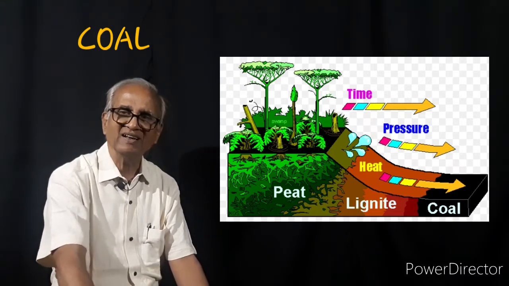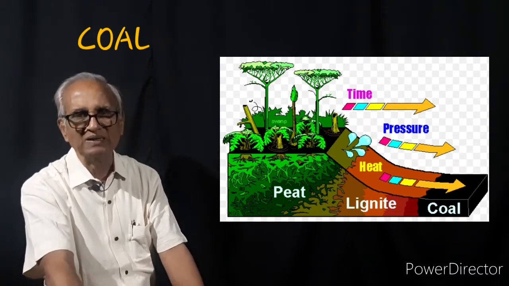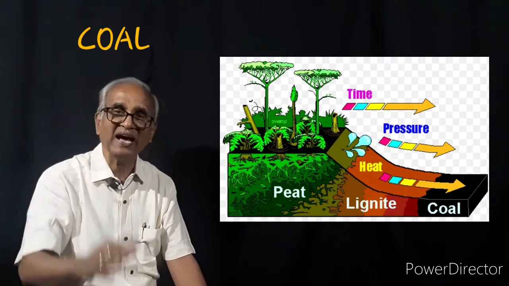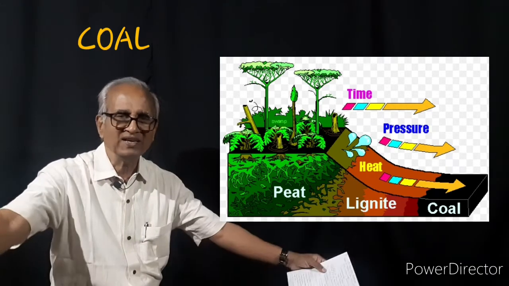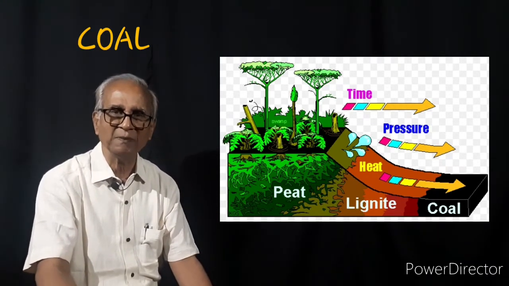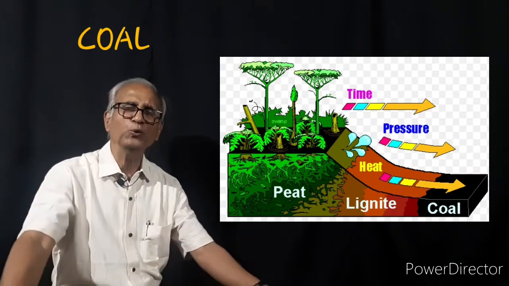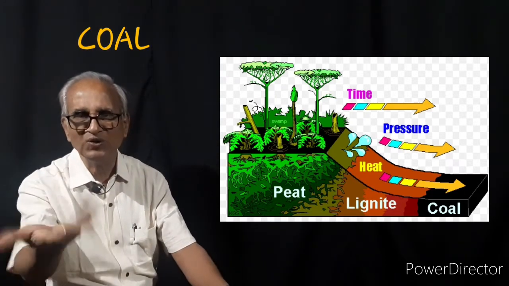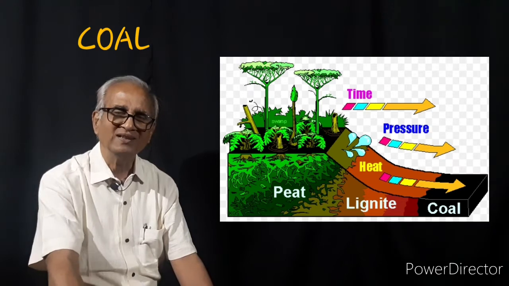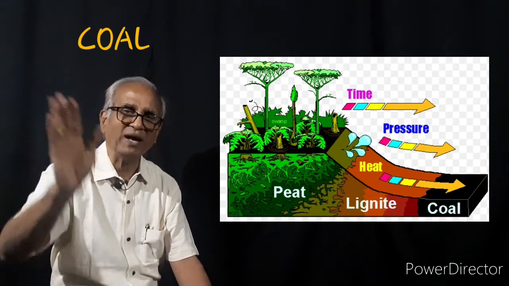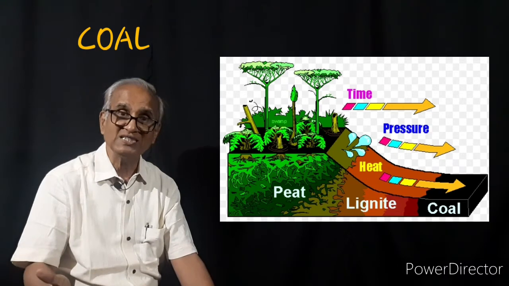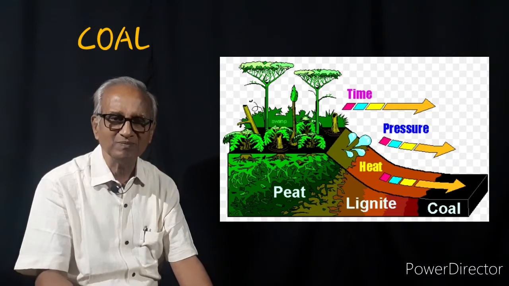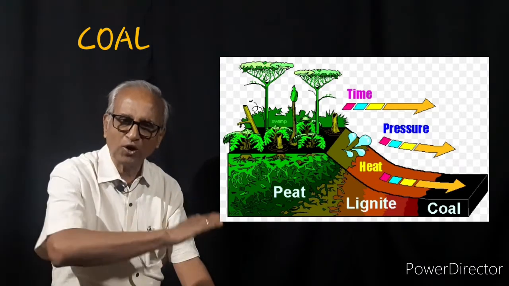What were the agents then? Mainly one was temperature, the other was pressure. Underneath the soil, the temperature rose, the pressure was very high, and the trees which were there 300 million years ago were huge, they were tall. Such trees we don't find now. They have become a thing of the past. Such trees, due to various natural reasons, got underneath the soil.